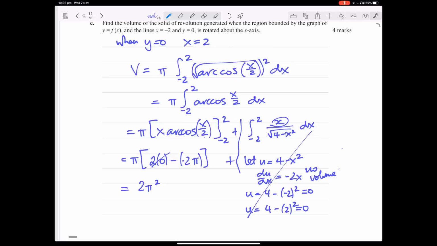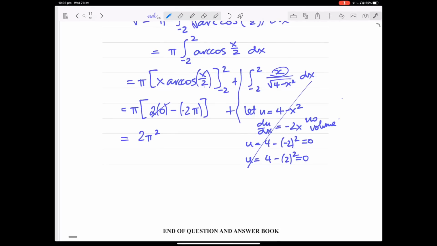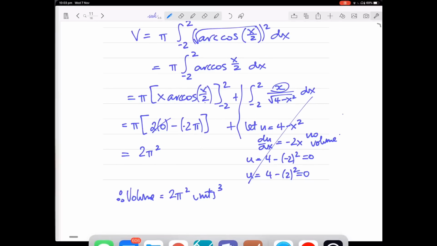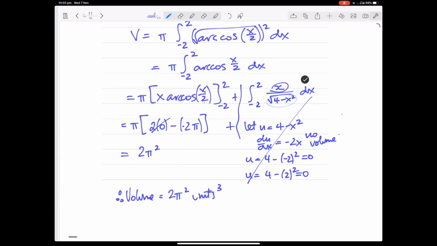So therefore, our volume is 2 pi squared units cubed. That's our answer. It's nice when that happens when you sub them in.